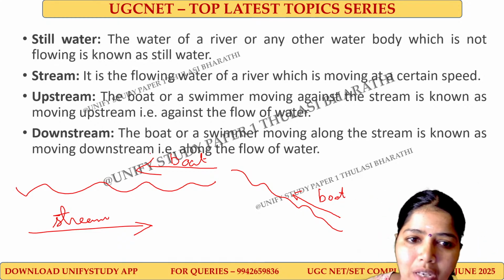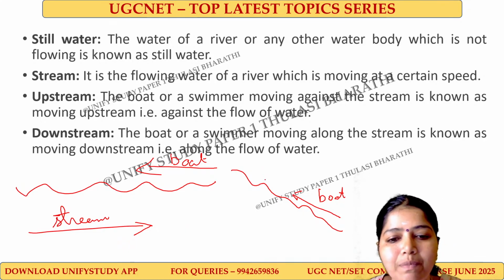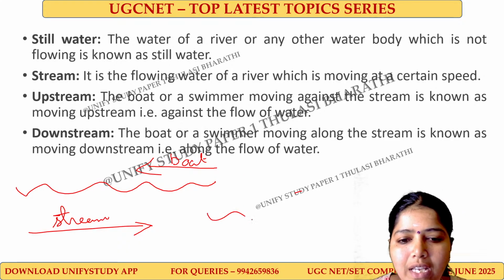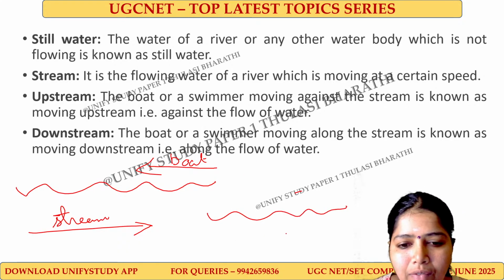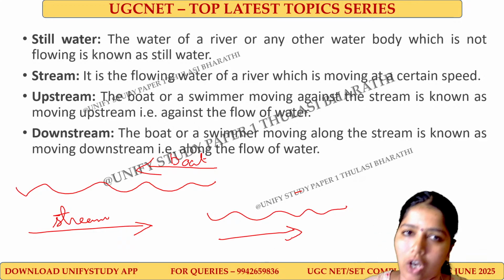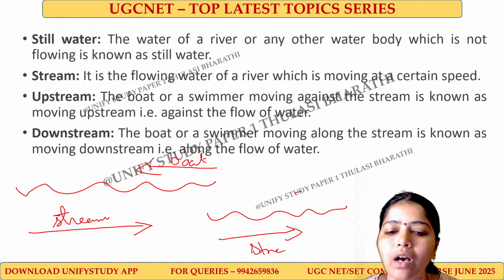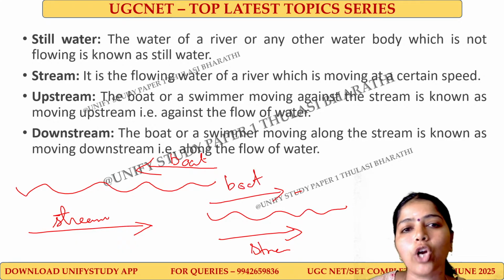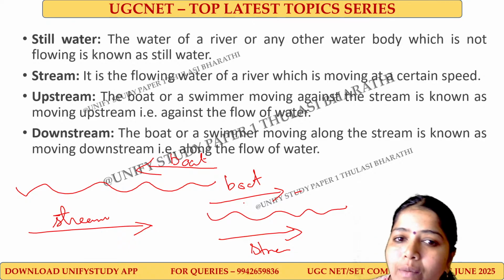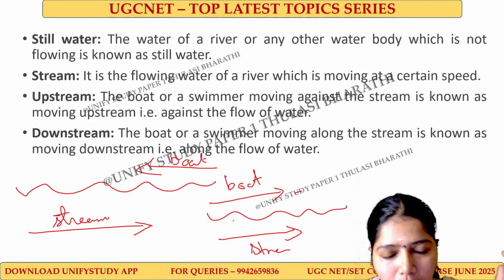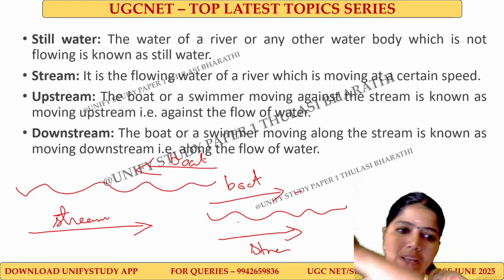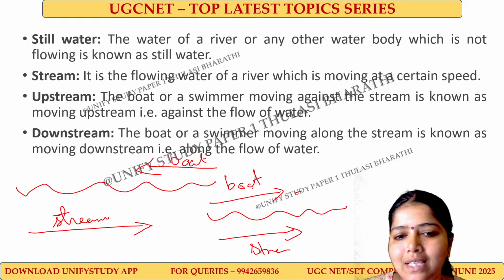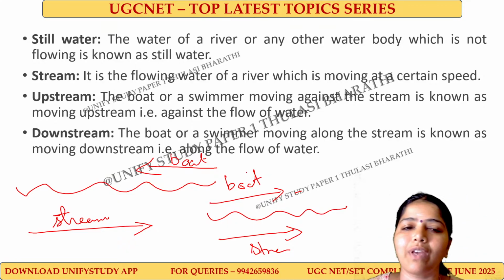That's called upstream. And if it is downstream, what does it mean? See, a stream of water is flowing along this direction, and the boat is along with the stream force, and this we call downstream. Either the boat or the person who swims, or any object which flows along with the stream, we call it downstream. Am I clear? Yes, along the flow of the water. So these terms we have to be very clear about.